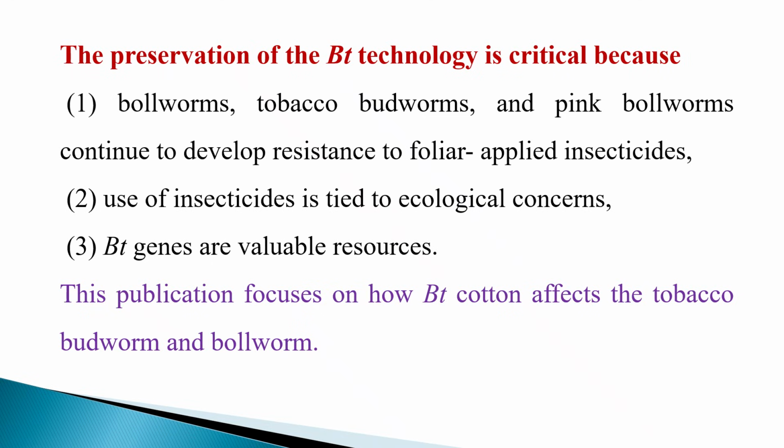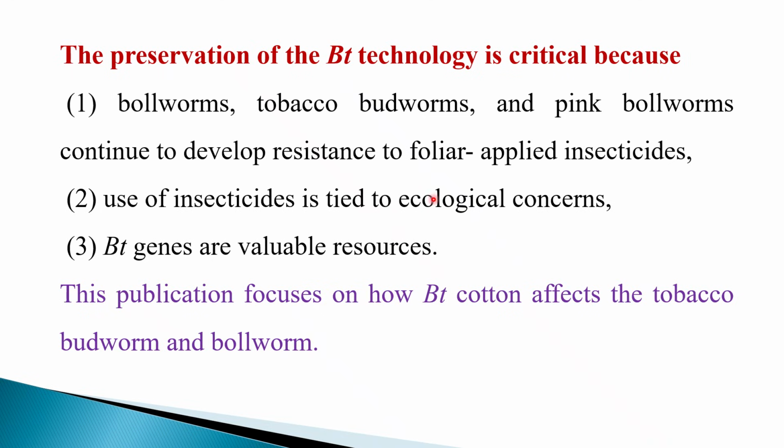Why is it difficult? Bollworms, tobacco worms, and pink bollworms continue to develop resistance to foliar applied insecticides, because when you continuously apply insecticides, the insects become resistant to them.